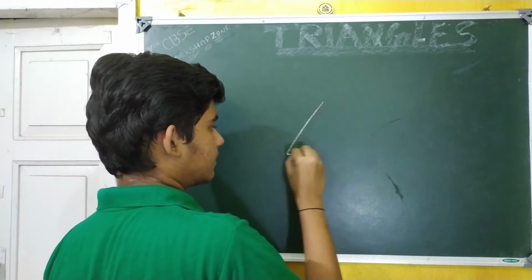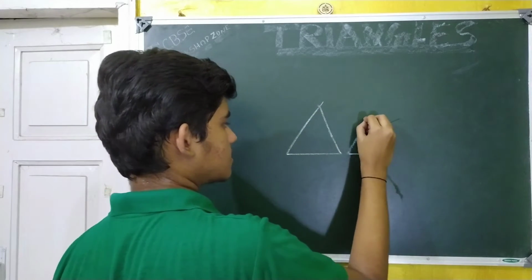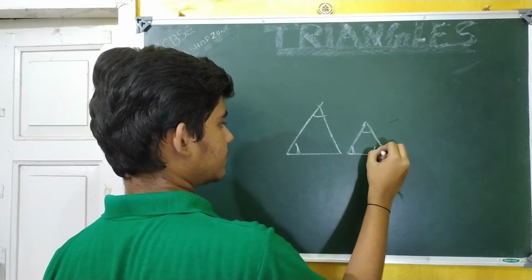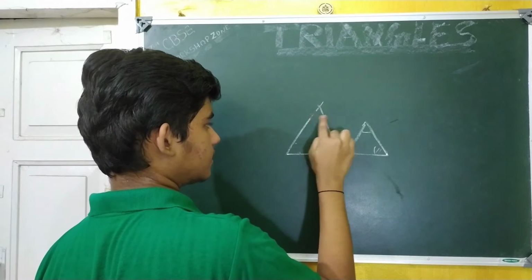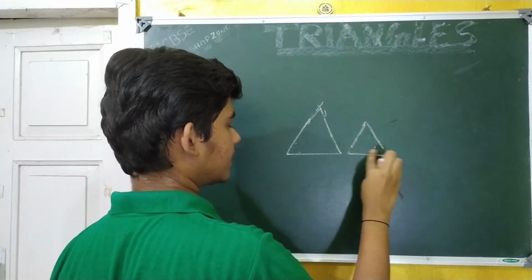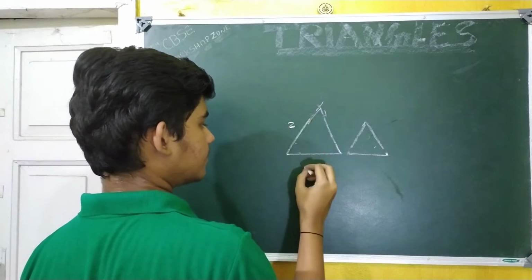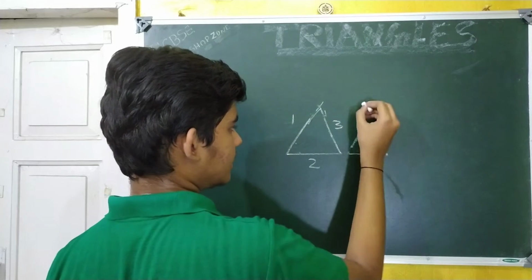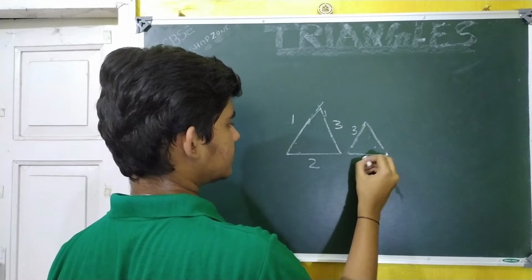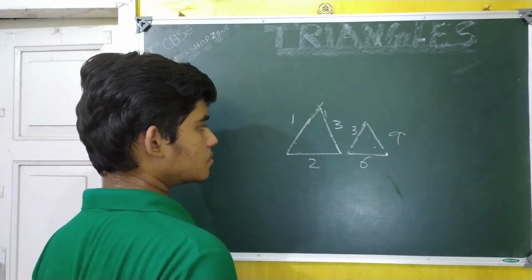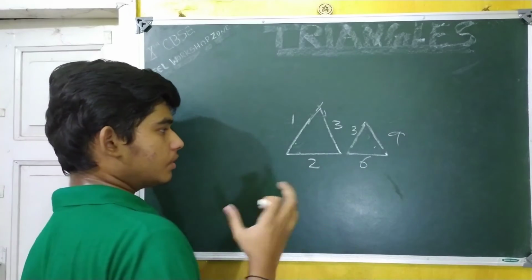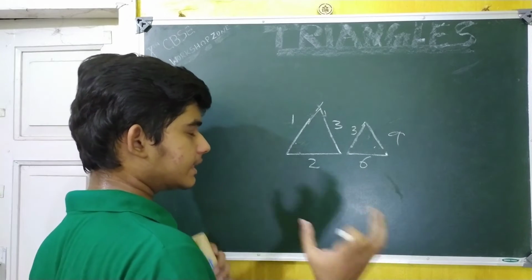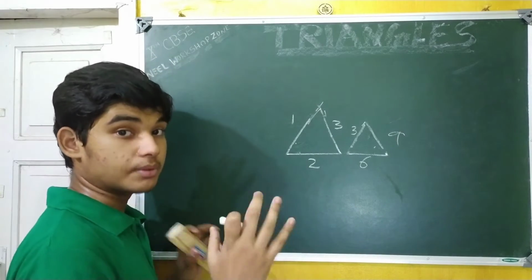Let me take two triangles. Let us draw two simple triangles. Imagine this is 1 centimeter, 2 centimeters and 3 centimeters. This one is 3 centimeters, 6 centimeters and 9 centimeters. So like I said, the second similarity criterion is that the corresponding sides of both figures must be in the same ratio or proportion.